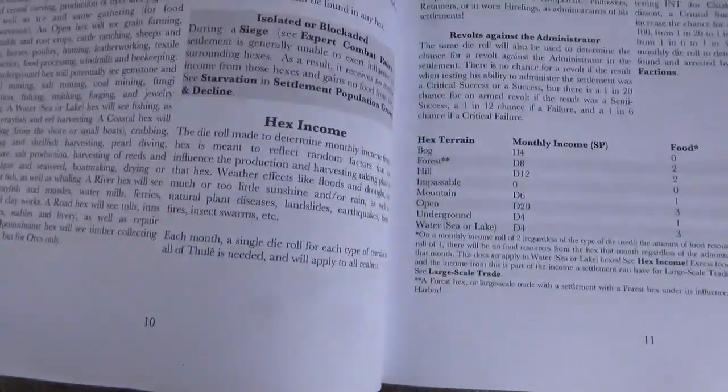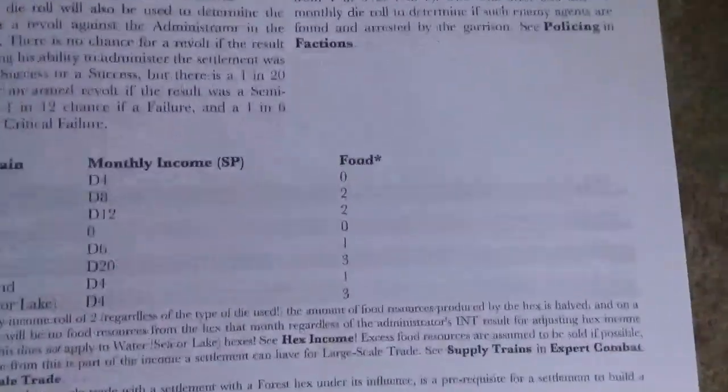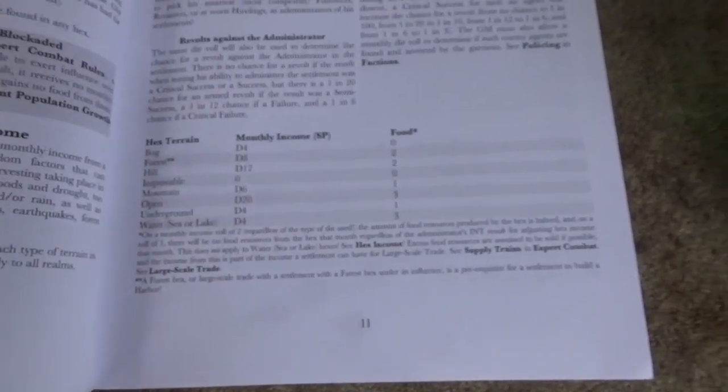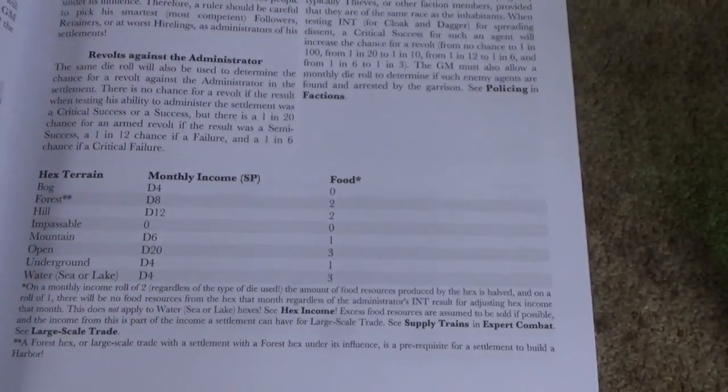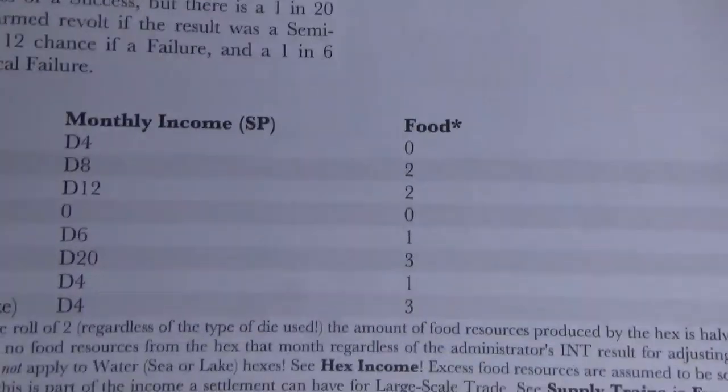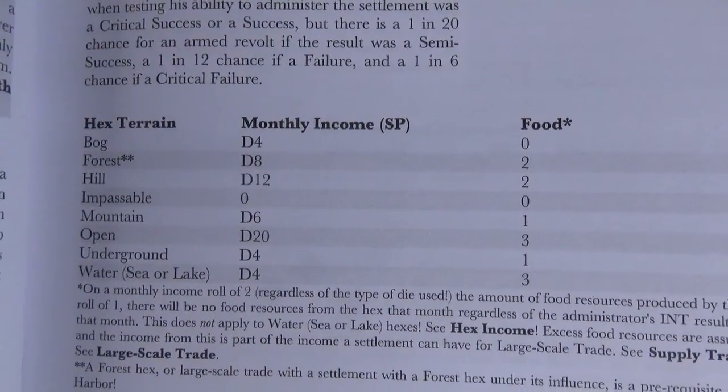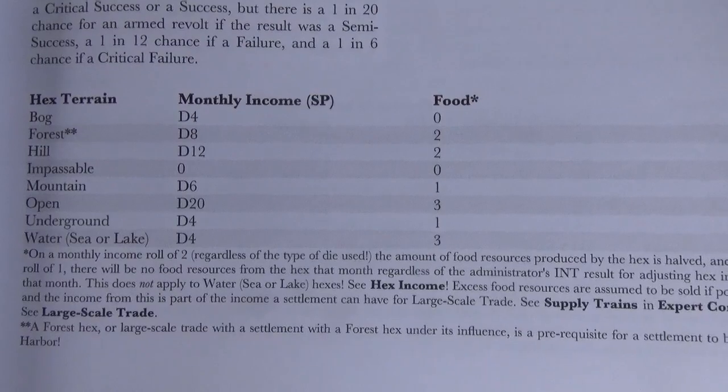So we move on to hex income, because of course these resources will provide you with some income, and more importantly, food. Because if you can't feed your population, it is going to starve, and your settlement, instead of growing, will decline. So you have the base monthly income from each hex.